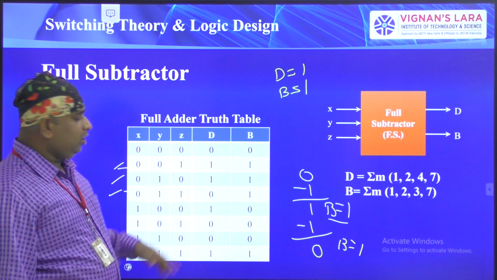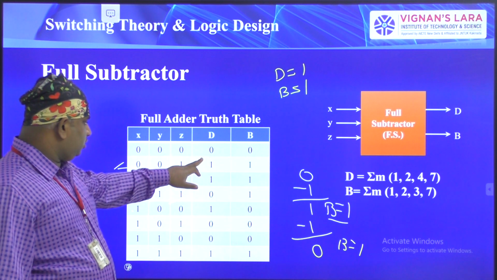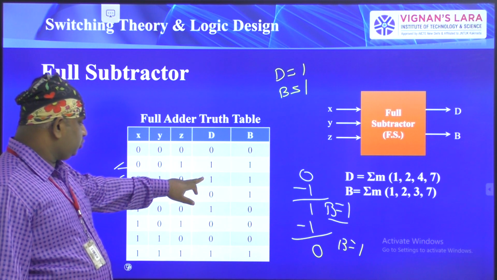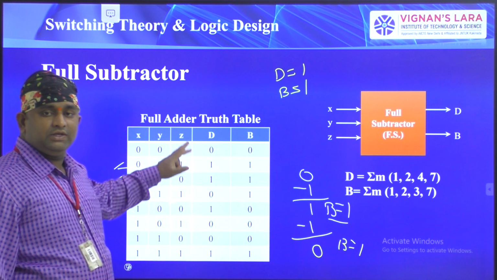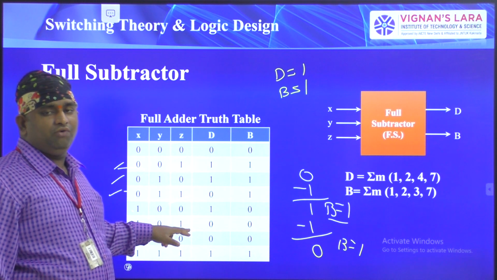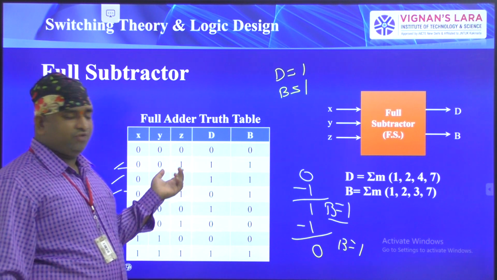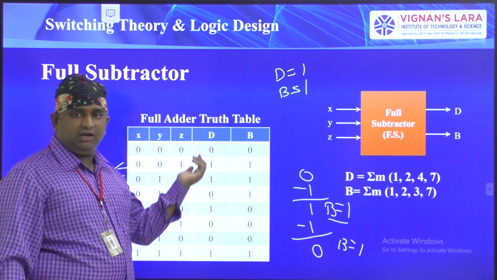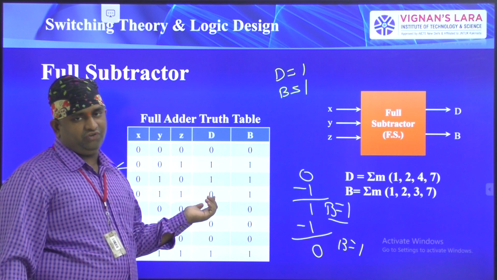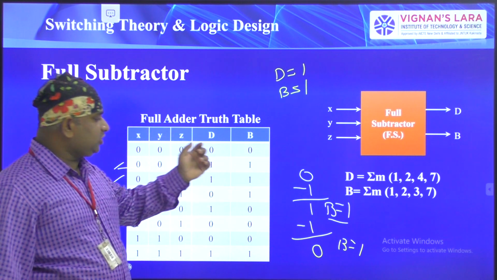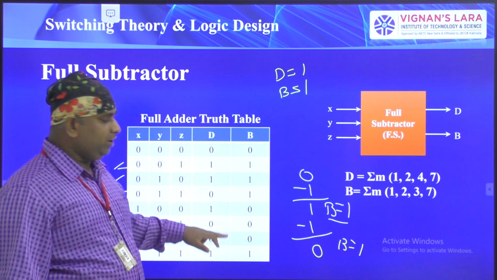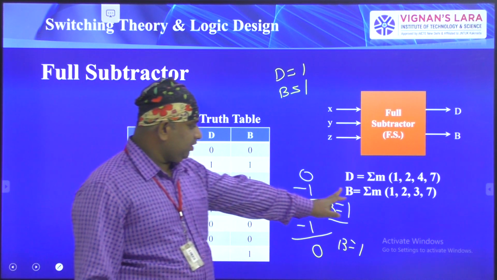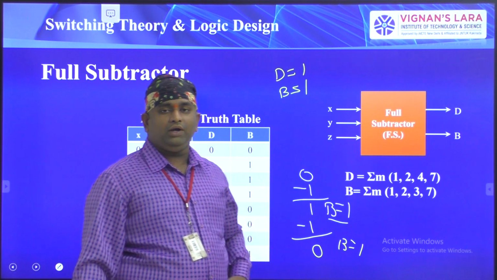Now you have to write down the minterms of this one. So d is equal to sigma m of 1, 2, 4, 7. So the same values we got for the full adder also. For full adder, the sum value and for full subtractor, the difference value both are same. Next coming to that borrow value: 1, 2, 3, 7. B is equal to sigma small m of 1, 2, 3, 7.